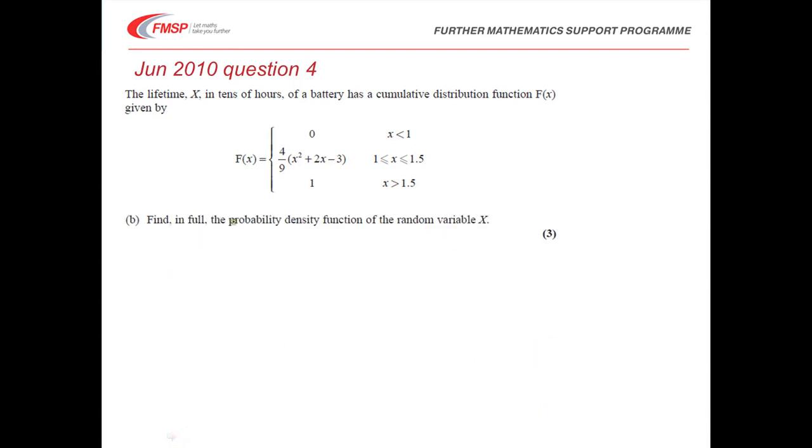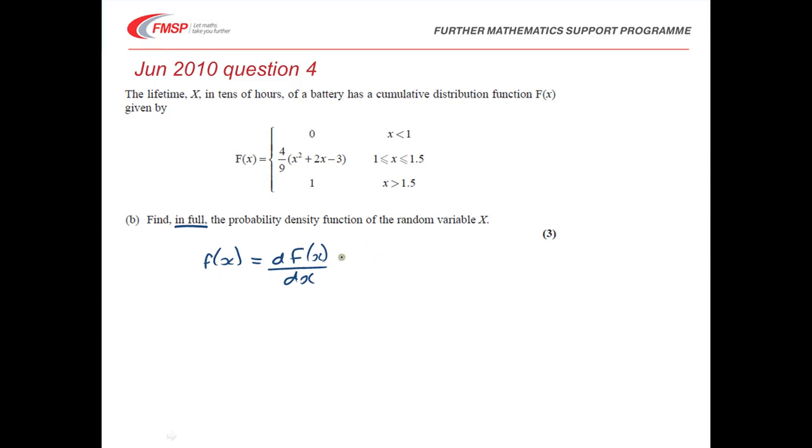So now we're asked to find, again in full, the probability density function of the random variable x. So little f of x is defined as being the differential of big F of x with respect to x. Okay, if we integrate little f to get big F, we differentiate big F to get little f. So that's quite nice. Most of the functions you're going to be dealing with are going to be nice polynomials, nothing particularly nastier than Core 2 integration or differentiation. So please make sure that you can do that.